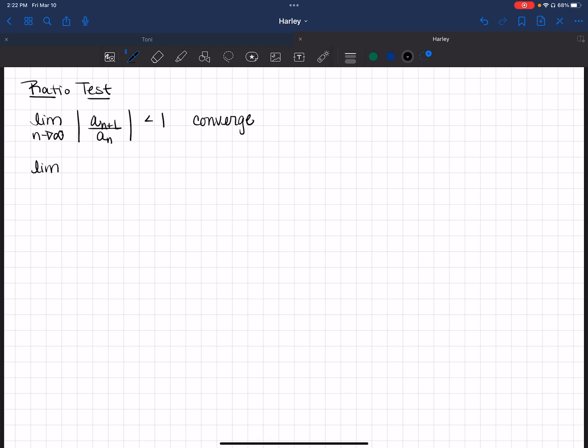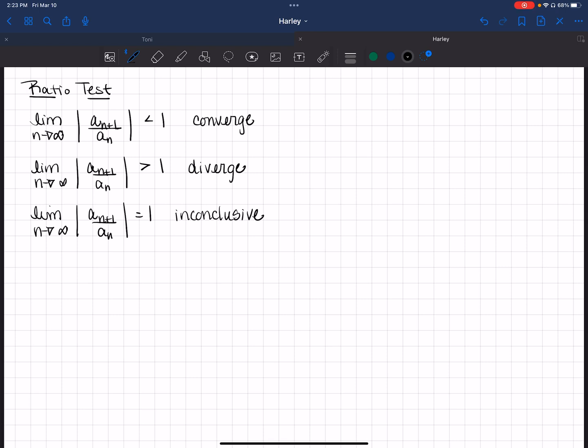It also says that if I take the limit as n approaches infinity of the absolute value of a sub n plus 1 over a sub n, and that winds up being greater than 1, then it will diverge. Okay, those are very helpful. It's just sometimes we have the last scenario where the limit as n approaches infinity of the absolute value of a sub n plus 1 over a sub n actually equals 1. And when that happens, we say that is inconclusive, and we have to try something else.